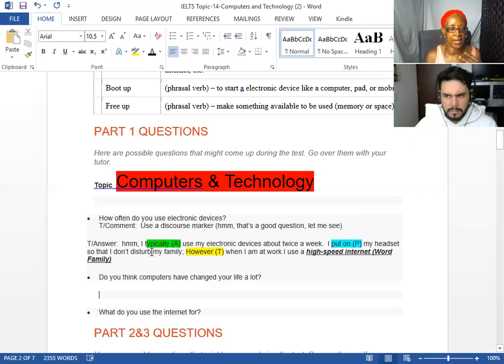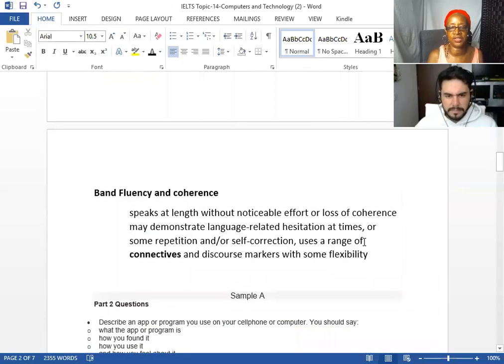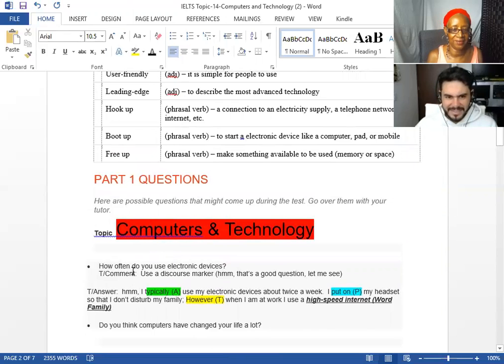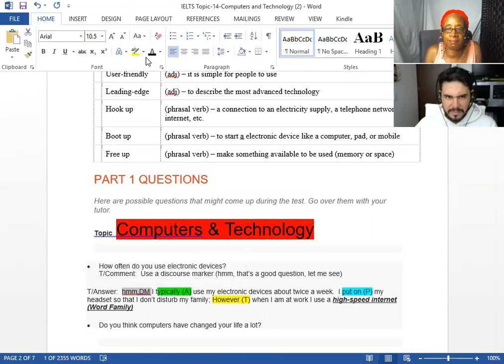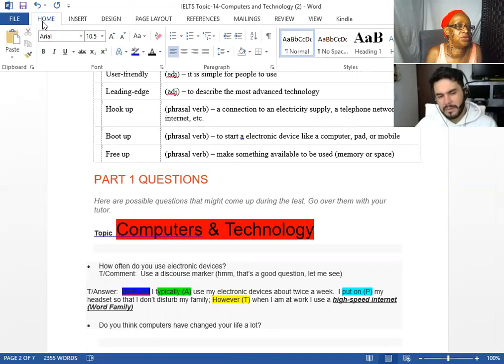I forgot to put what this is. This is your, what did I call this thing? This is your discourse marker, right? Okay, discourse marker. But now you can't say. You just kind of get a pass for one.